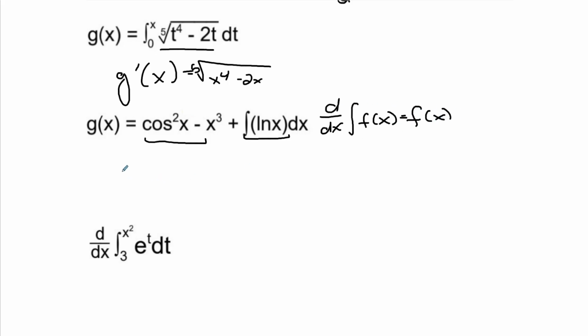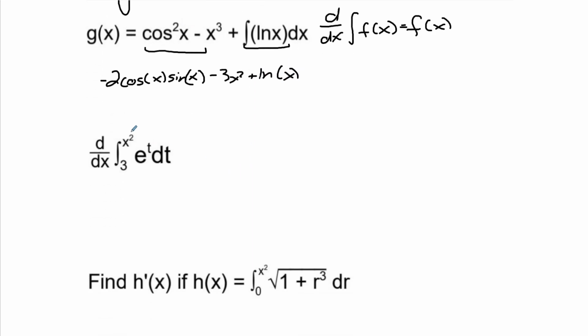Okay, so here we would have, what's the derivative of cosine squared of x? We're going to have to use a chain rule here. It'd be 2 cosine of x times negative sine of x. Okay, and then we're going to have minus 3x squared. Then it's just going to be plus ln of x, right?